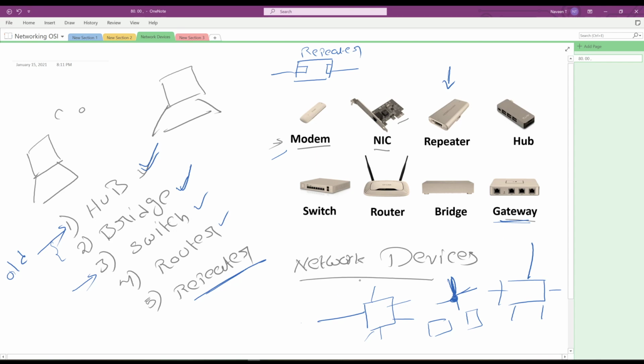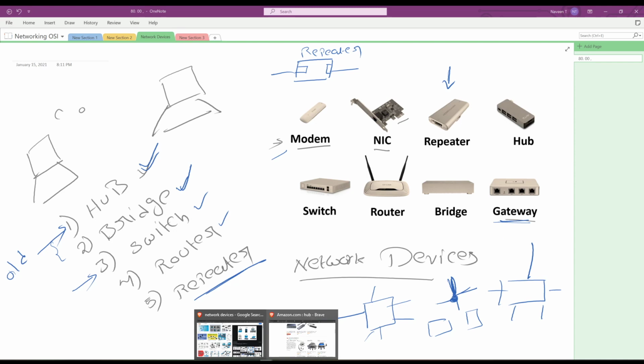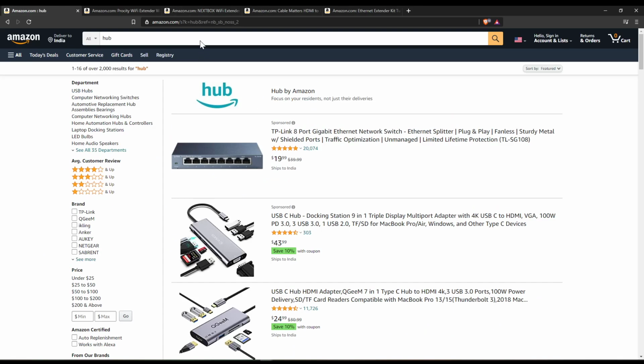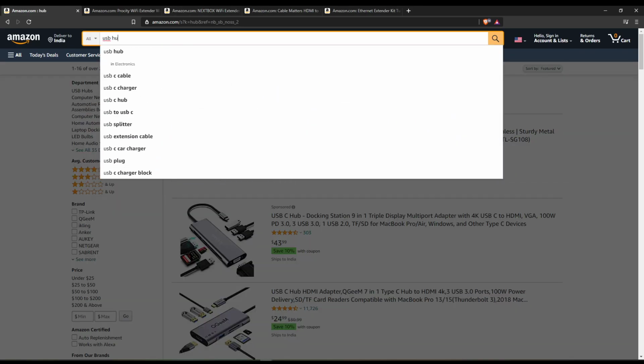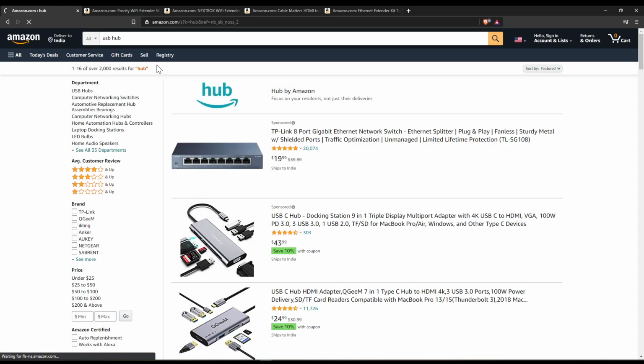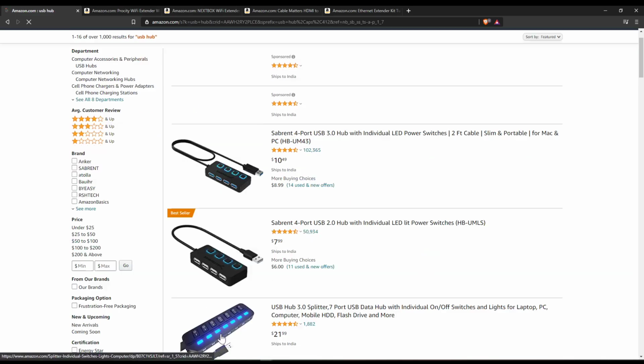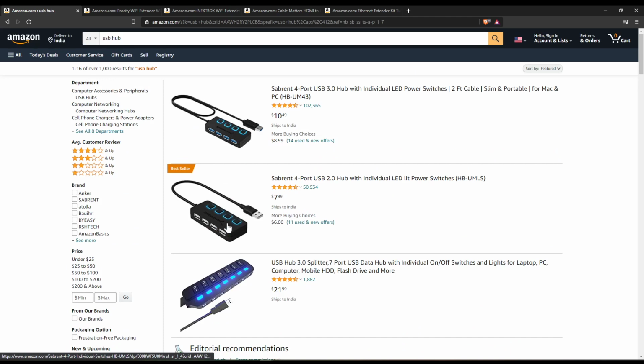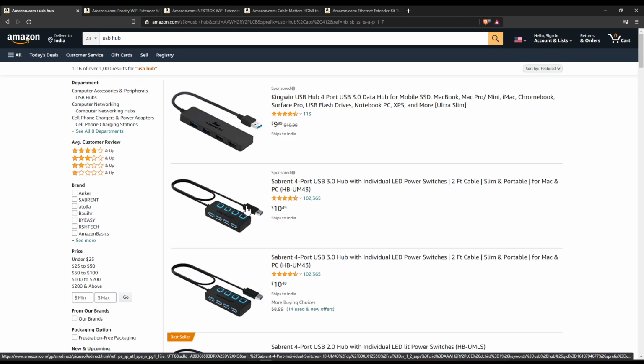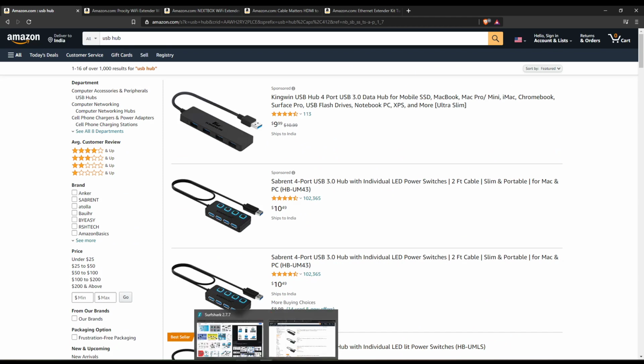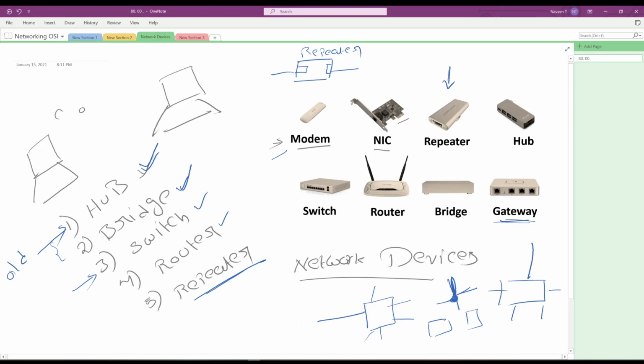Like I said, hub. Let me tell you, I was explaining the hub. Let's search. See what this USB hub is doing. This is a hub. So the hub is the same thing. As you can see, what do we have here?